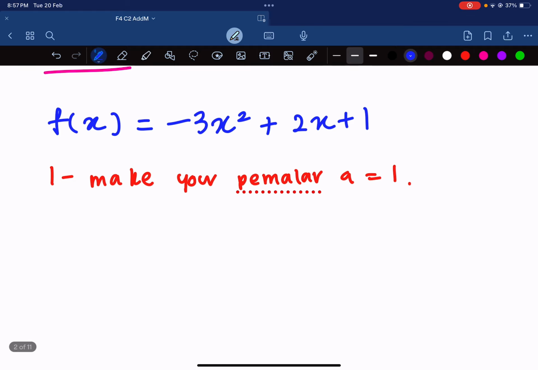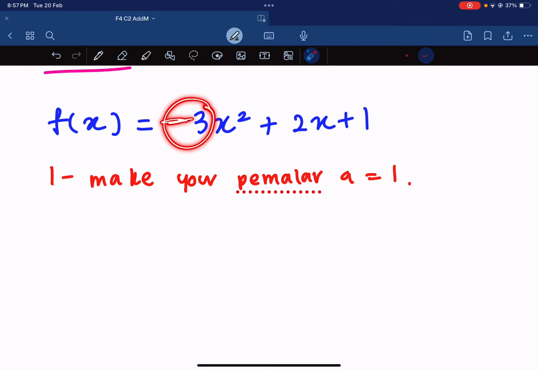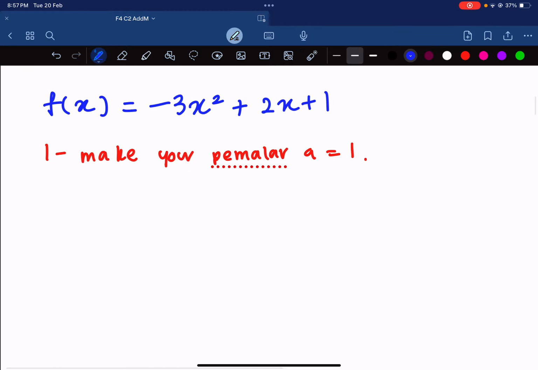Kita akan factorizekan, kalau macam dalam soalan ni, kita akan make sure x square ni jadi 1. Okay, so kita nak factorizekan dia, kita akan factorizekan negative 3. Okay, include sekali dia punya negative sign tu. So kalau kita factorizekan negative 3, your equation should become negative 3 kat luar besar, and then kurungan besar ni, negative 3x square bahagi dengan negative 3 akan dapat x square. 2x bahagi negative 3 is just minus 2x over 3.